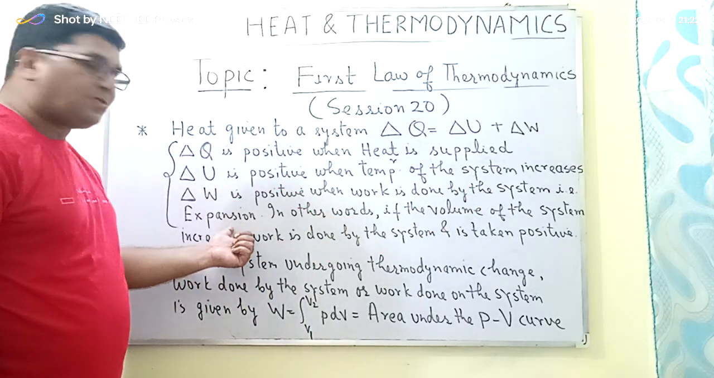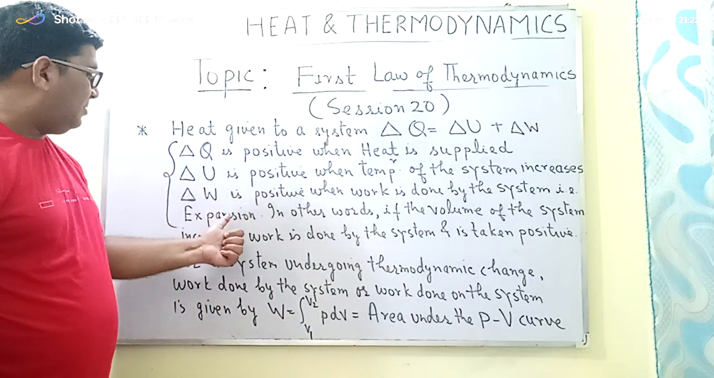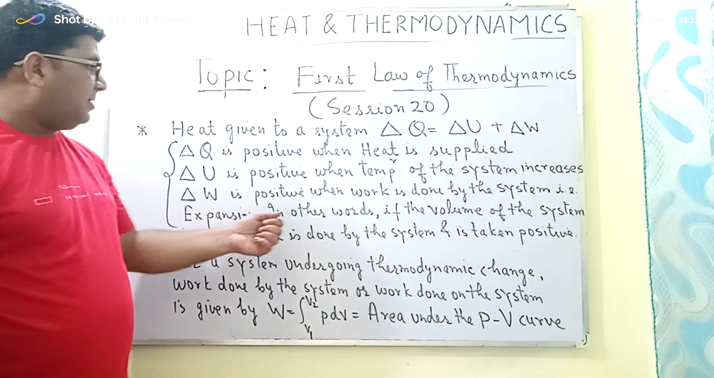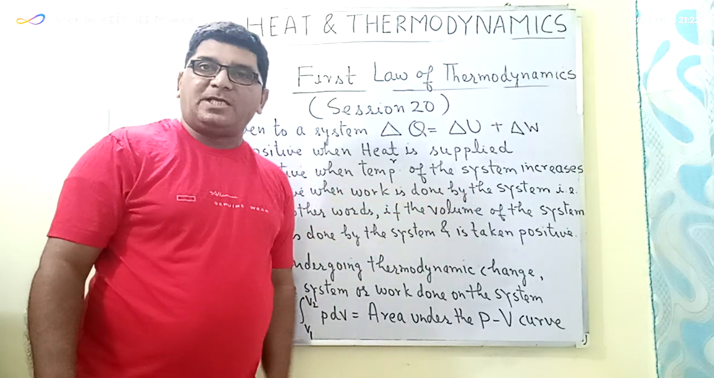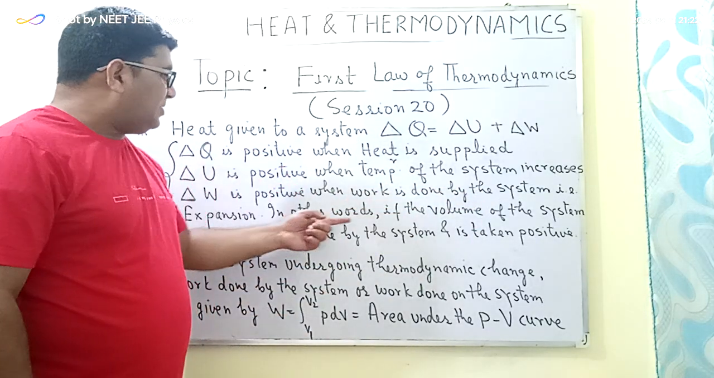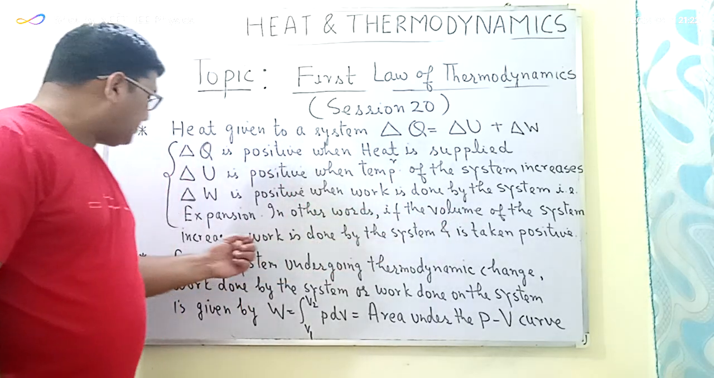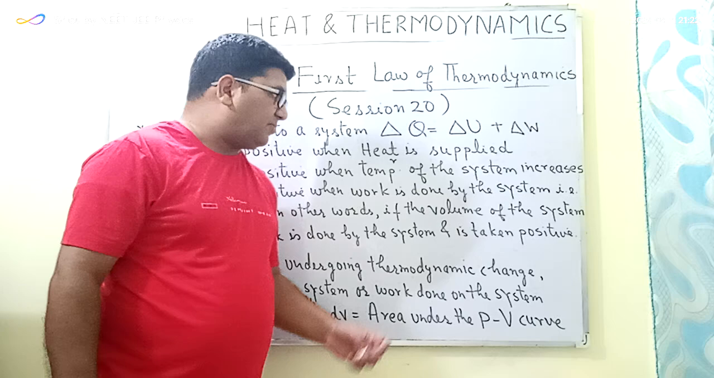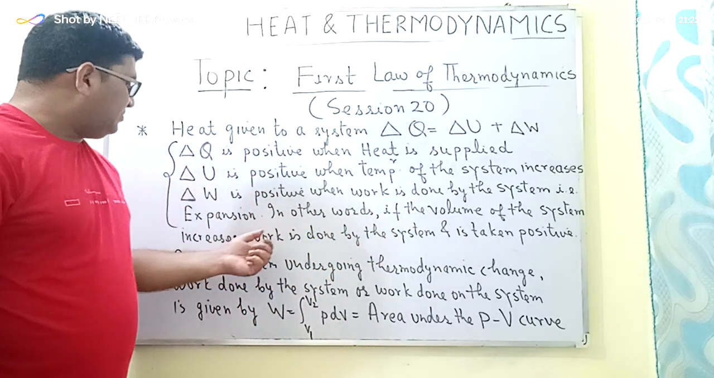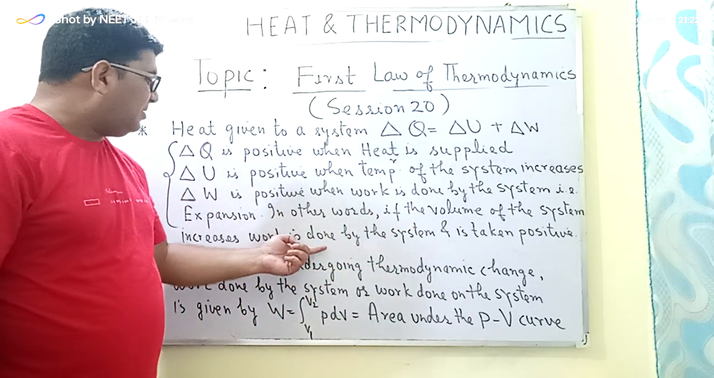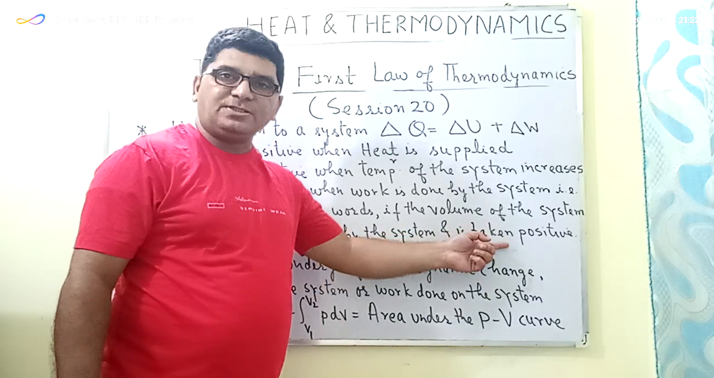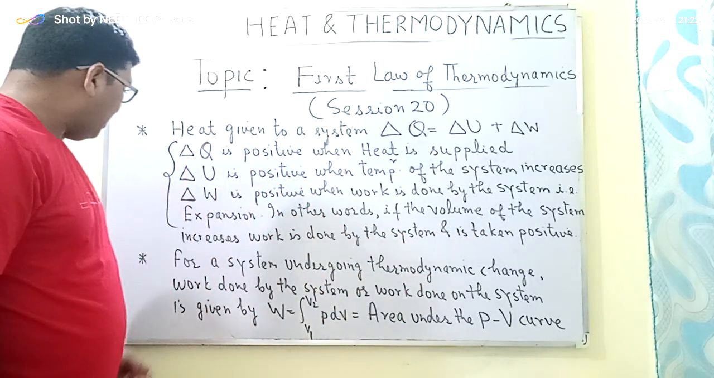Delta W is taken as positive when the work is done by the system on the surrounding, and that is an expansion process. So during the expansion, the work is done by the system and it will be taken as positive. Or in other words, if the volume of the system is increasing, then the work is done by the system and it will be taken as positive. And if the volume of the system is decreasing, then the work is done on the system by the surrounding and it will be taken as negative.